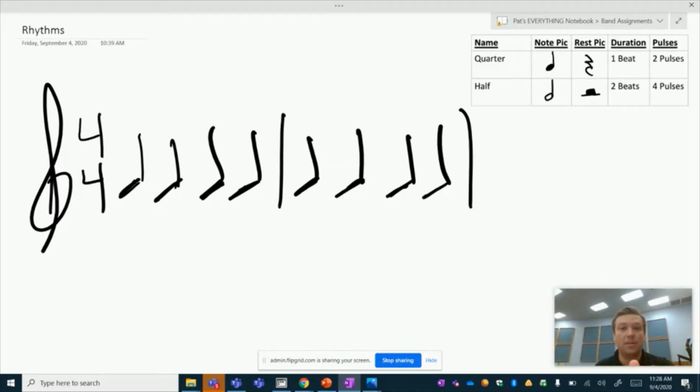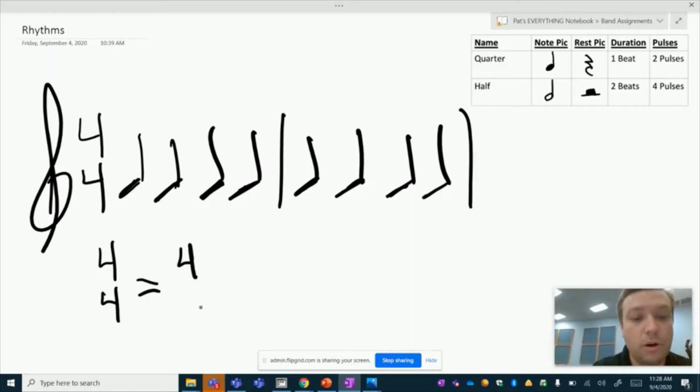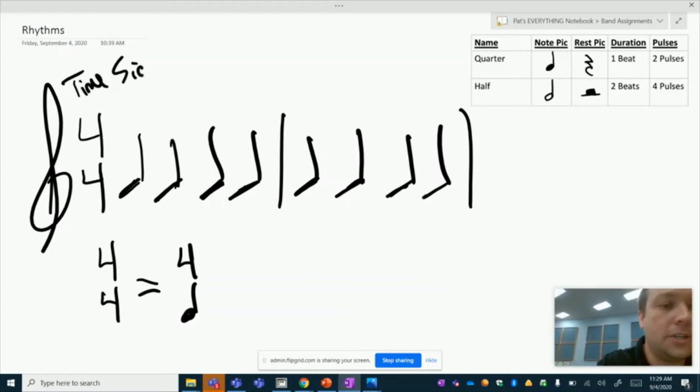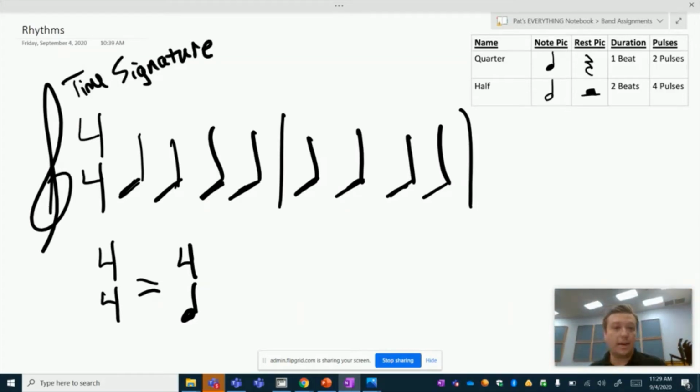And then the bottom number tells you what type of note gets the beat. So the bottom, think 1/4 in math, we'd call that 1/4. So the quarter note gets the beat. So another way I like to think about it is 4/4 equals 4 over quarter note. Okay, so we got 4 beats per measure, and the quarter note gets the beat. Okay, so that's called a time signature. Your time signature. And that's what it is.